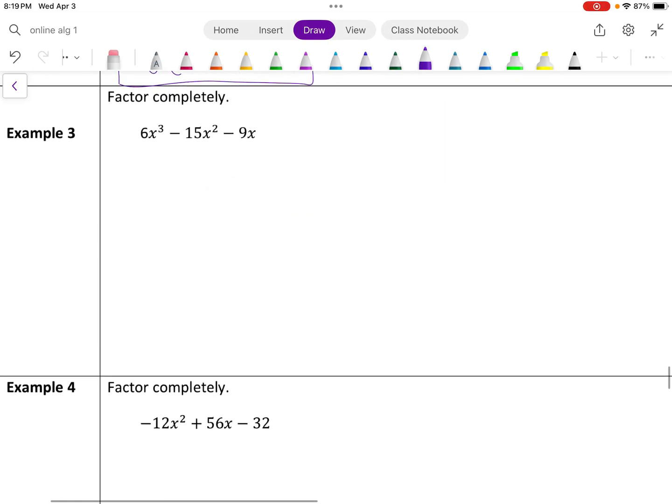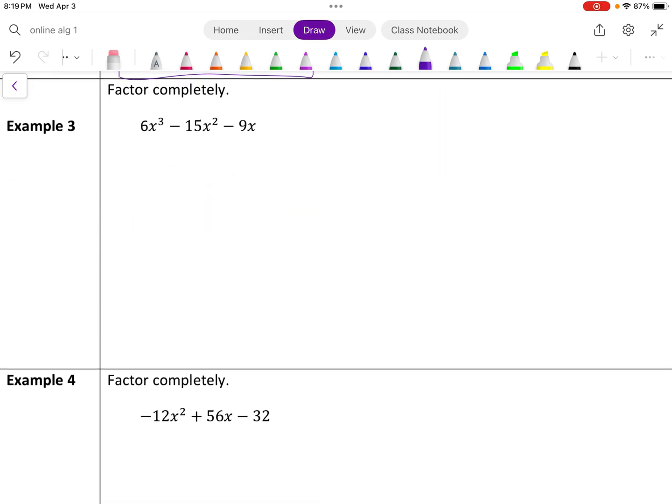Let's do a couple more. All right, 6x cubed minus 15x squared minus 9x. What's our GCF? Well, 6, 15, and 9, 3 goes into all of those, so I could divide a 3 out of here. But I noticed one other thing. I noticed these have an extra x. X cubed. We're working with quadratics. That means x squared. So since all of these have an x, I could take an x out of there.